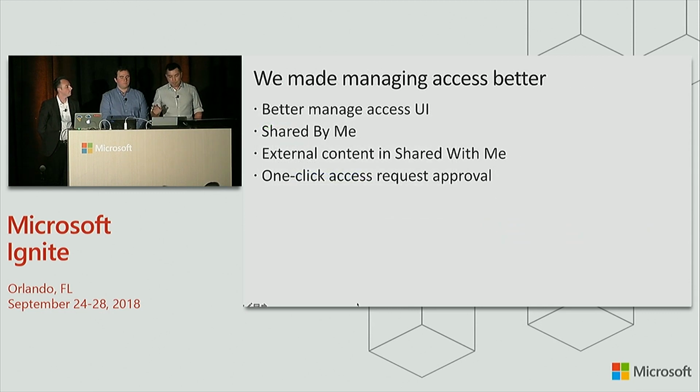So there was a set of features that make managing access easier in OneDrive and SharePoint. We've got new UI that makes it easier for you to manage the links and manage people who have permission. We've brought Shared by Me into OneDrive for Business so you can easily see who has access. We're bringing external content into Shared with Me with clear indicators on what's outside. And we have one-click access request approval that works almost all of the time.